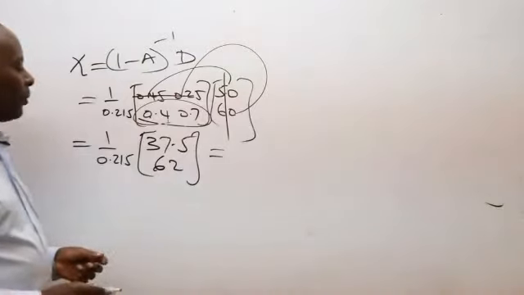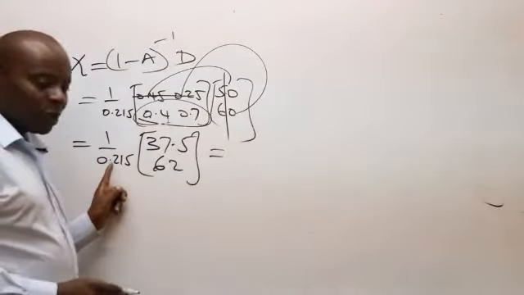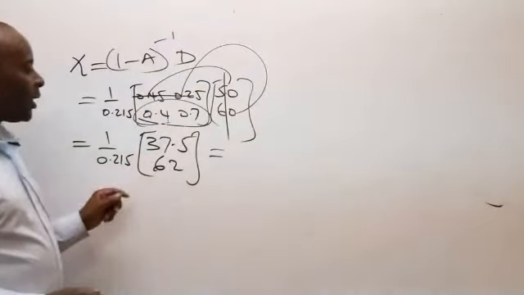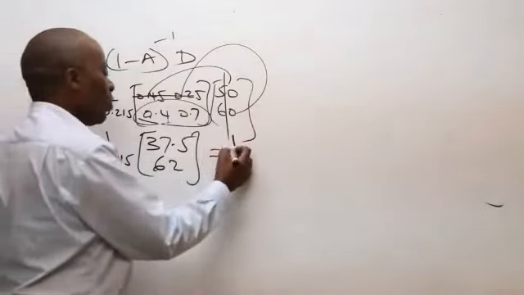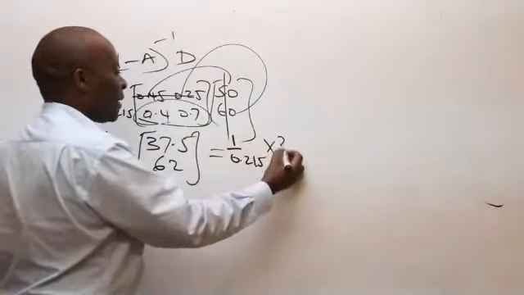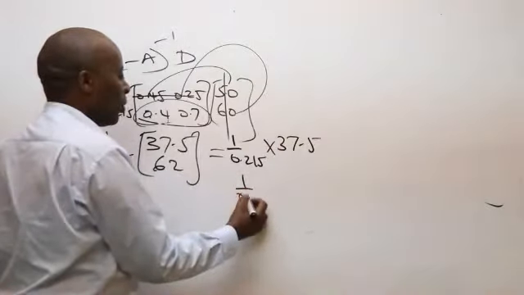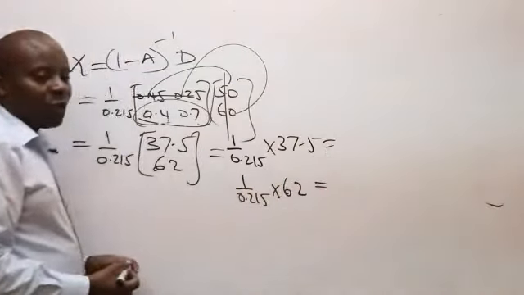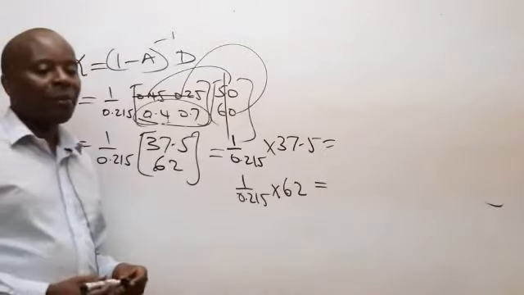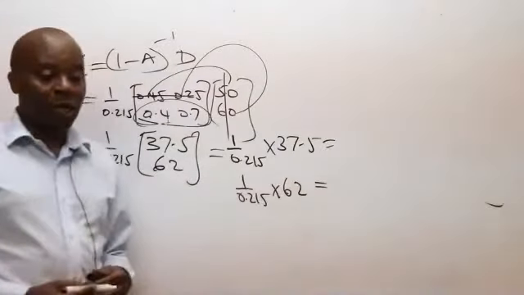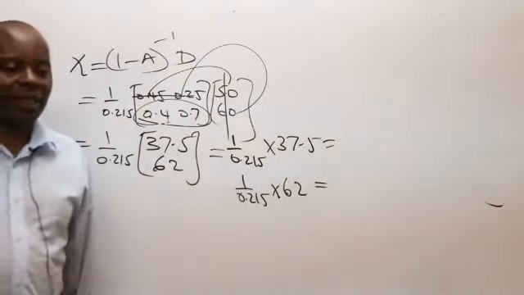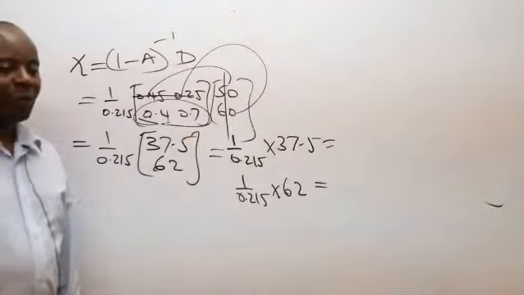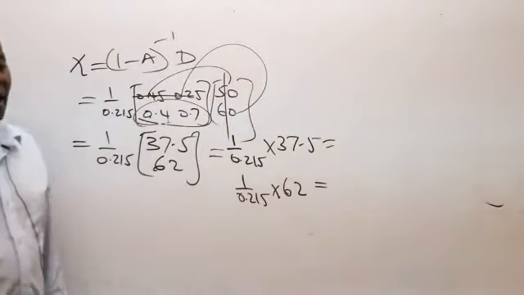After that, ladies and gentlemen, the next thing will be for me to distribute the scalar. The scalar is very easy. You simply take 1 over 0.215 times 37.5, and 1 over 0.215 times 62. You get the two values into decimal places. Could you kindly help us, what do we have here into decimal places?